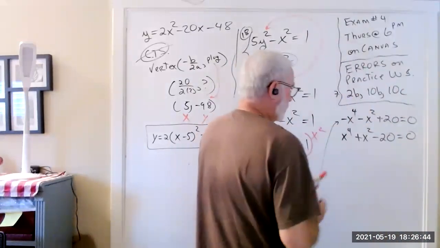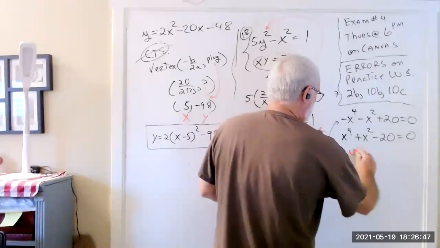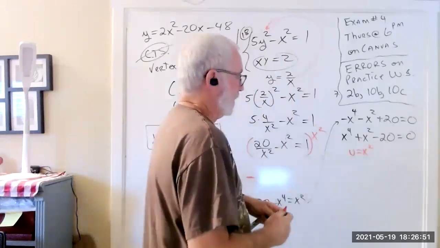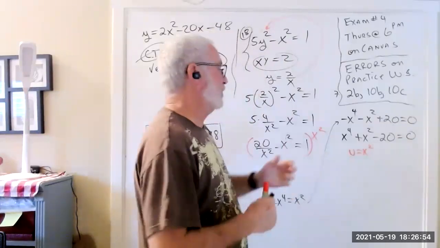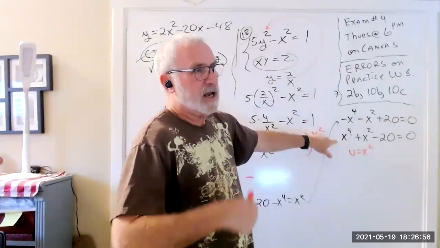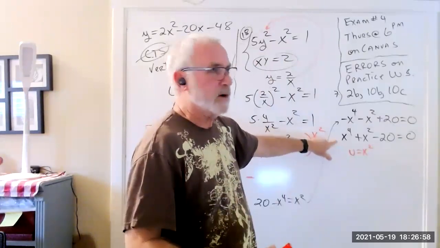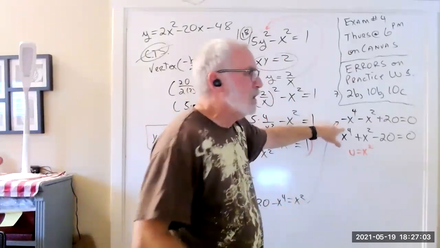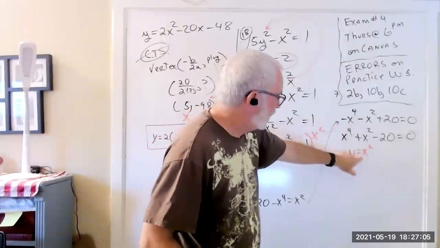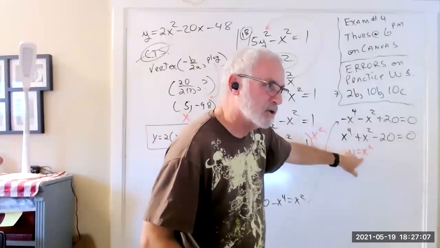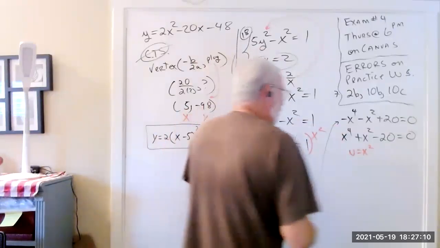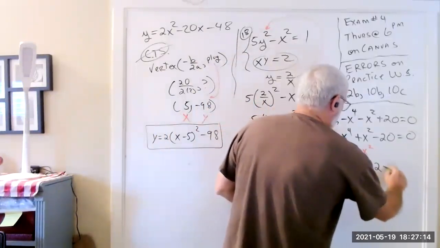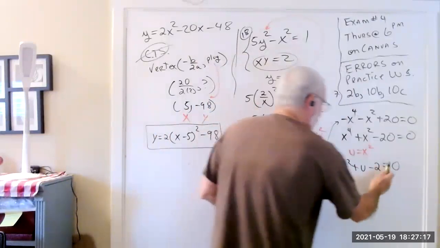Remember when we did substitution, we said let u equal x squared. Yes, we talked about it back in chapter 9. We said, okay, this kind of looks like a quadratic equation, except it's power of 4. So I'm going to pretend that it's quadratic by doing a quickie substitution. So my problem becomes u squared plus u minus 20 equals 0.